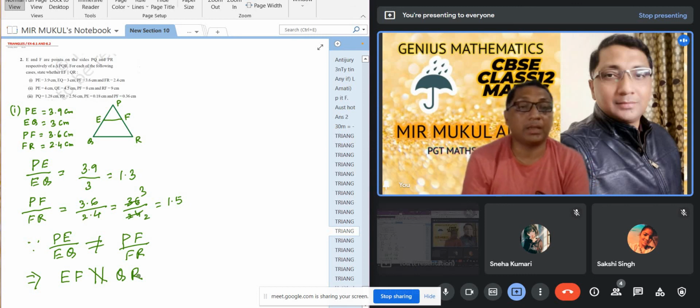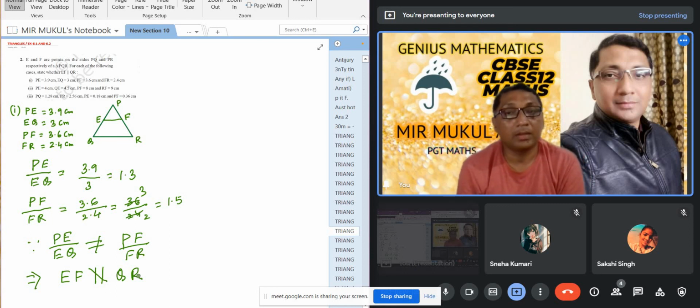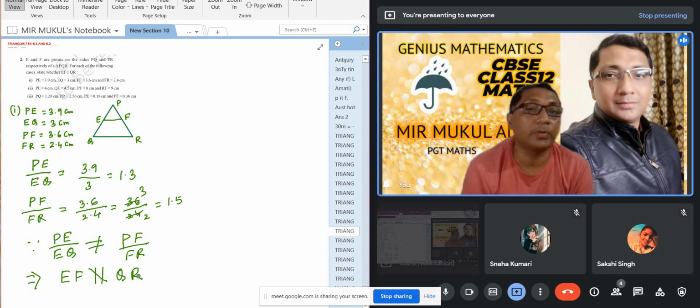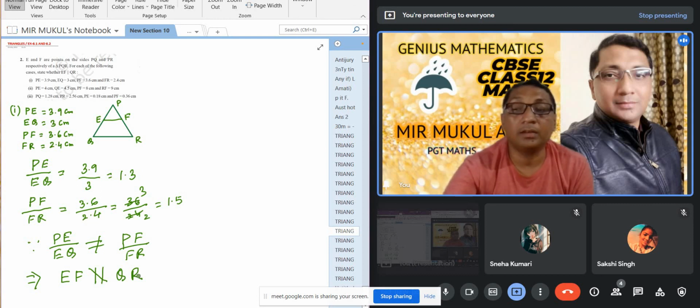So what did we learn in today's class? BPT. We have to prove the BPT theorem, prove it properly, because in the examination you can get it. The chances of BPT coming in the exam are very high, so keep this theorem properly. Then we did some questions. We understood the meaning of similar figures and congruent figures. Okay? So here I'll end today's video. I'll make one more video to complete this exercise. Okay.